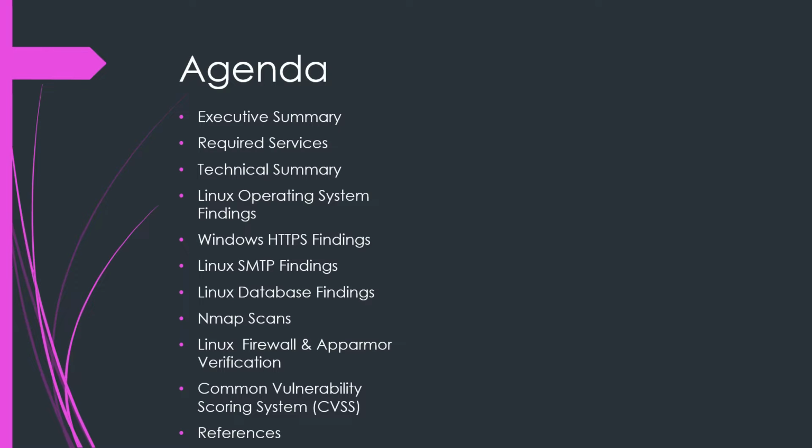So during this presentation, we're going to go over the executive summary, the required services, the technical summary, the Linux operating system findings, the Windows HTTPS findings, the Linux SMTP findings, the Linux database findings, the Nmap scans of both the Linux and the Windows servers, and then the Linux firewall and AppArmor verifications. And then we will also go over the Common Vulnerability Scoring System, or the CVSS, and then we're just going to hit the references.